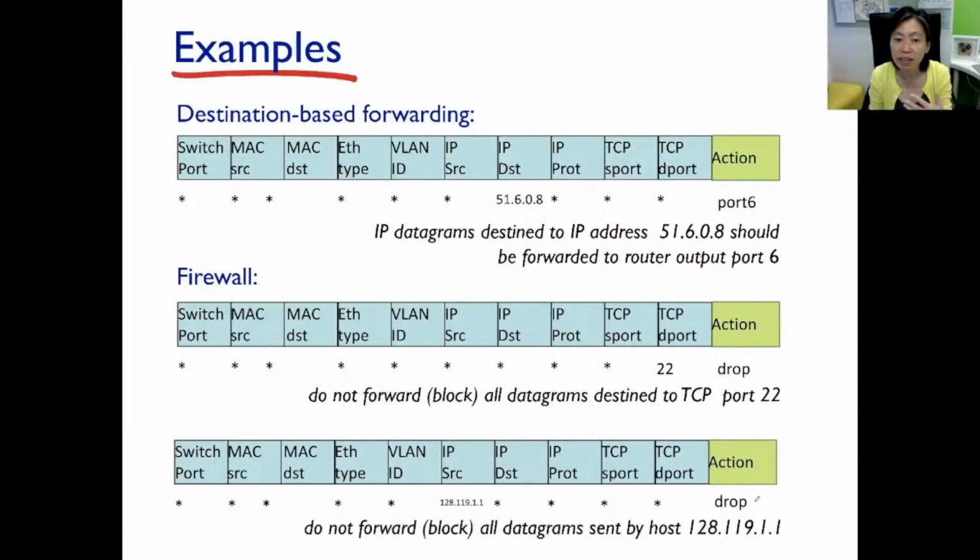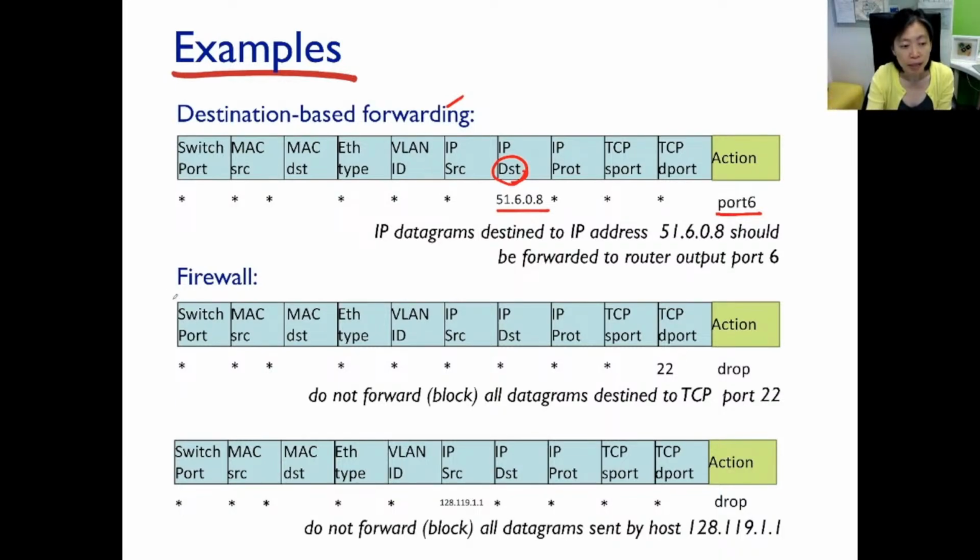Let's take a look at how diverse these rules can be, again through a number of examples. First is the destination-based forwarding. Now this is essentially the traditional forwarding, where we look at the destination address. So if you have a packet, the header, the destination field says 51.6.0.8. Now we forward that packet to the output port number 6. So you see here, the SDN router can actually emulate the behavior of a traditional router. And the flow table there is actually a very general form of the forwarding table.